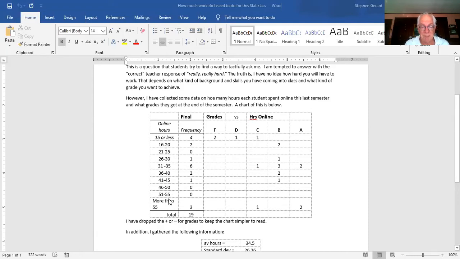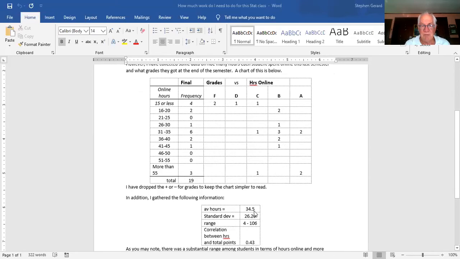You may have noted how I created my categories, and I got my top category, more than 55. And then I looked at the grades. And generally, as the hours increase, there's some increase in, this is actually not grades, but how many points they got overall in the class.